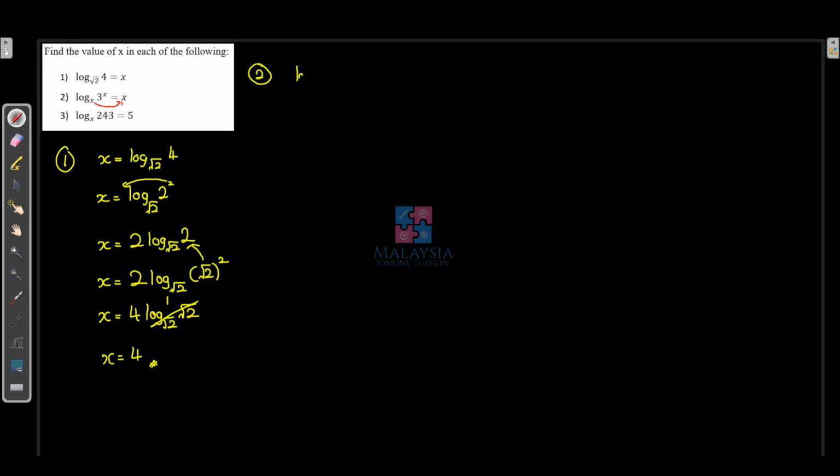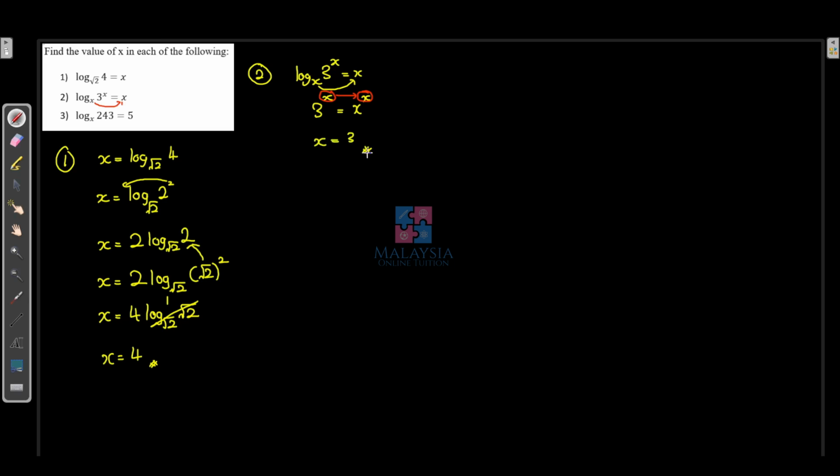So we can write the question first: log base x of 3 to the power of x equals x. So when you shift the base to the right hand side, you will remove the log. So you will have 3 to the power of x equals x to the power of x. So coincidentally, we have the powers to be the same, as you can see there. So then we know that our x equals 3.